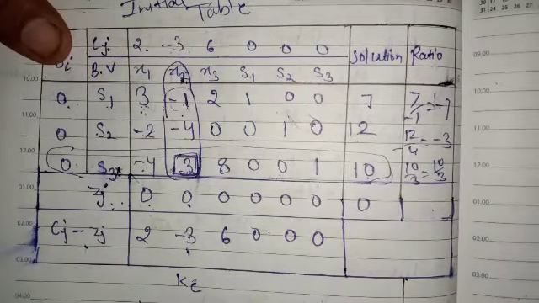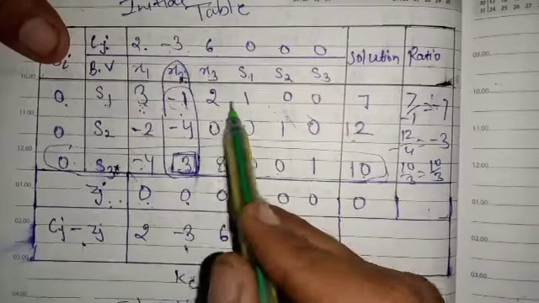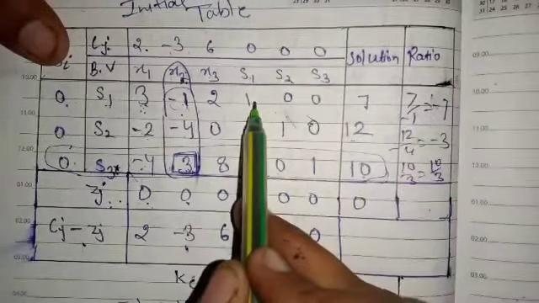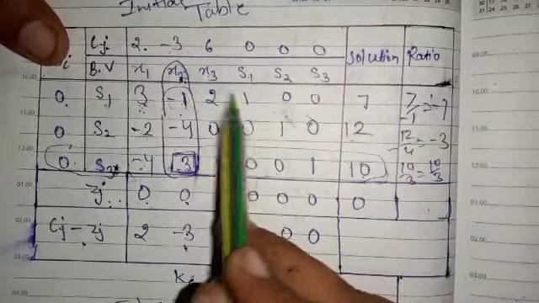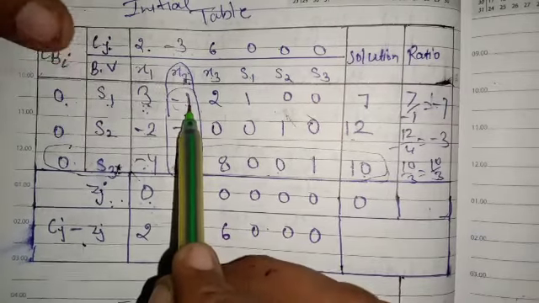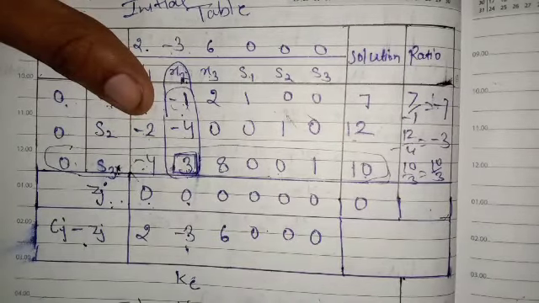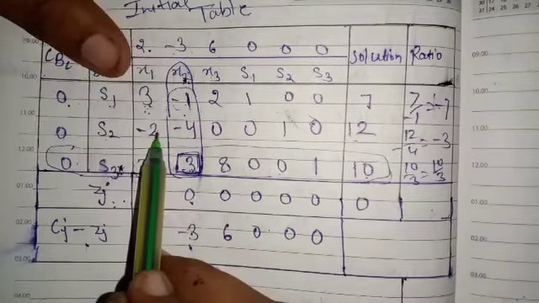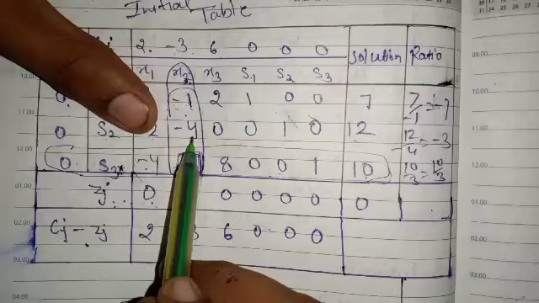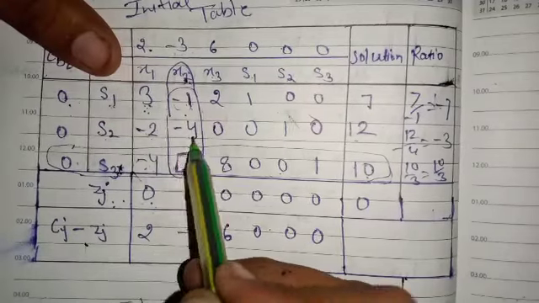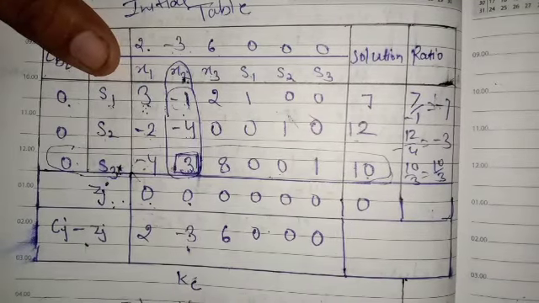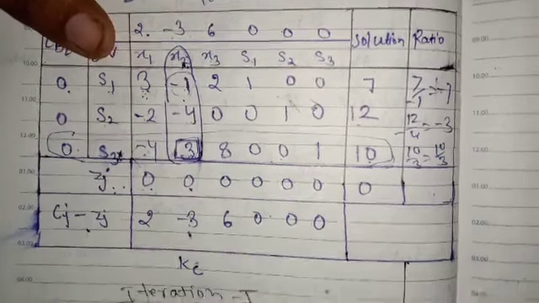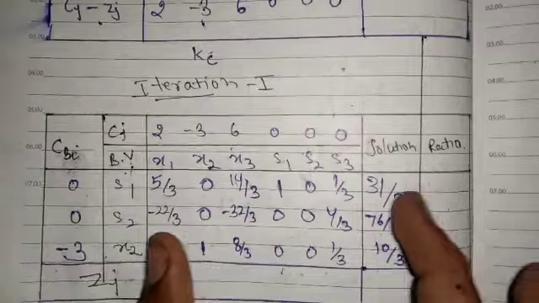The solution is 14/3, and this is done for all these elements: old value minus corresponding key column value times the new value in the first iteration. Then the solution is also given. And for S2, the old value is -2, the corresponding key column value is -4, and the new value is the same as in the first iteration, -4/3, and the solution is in the iteration table.